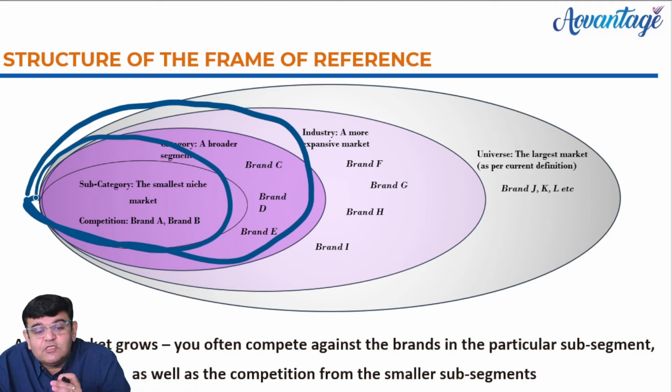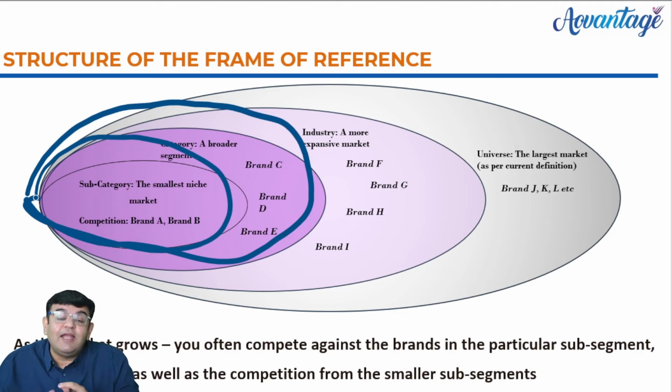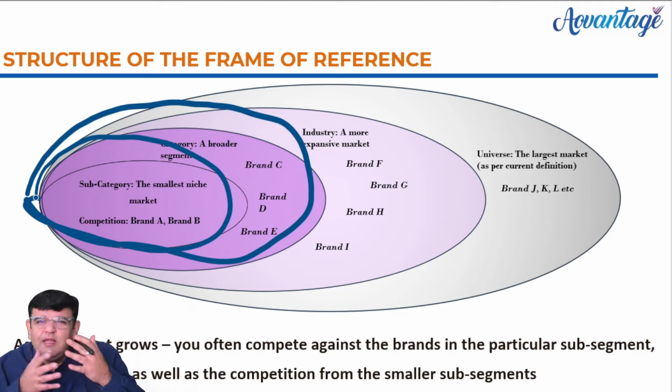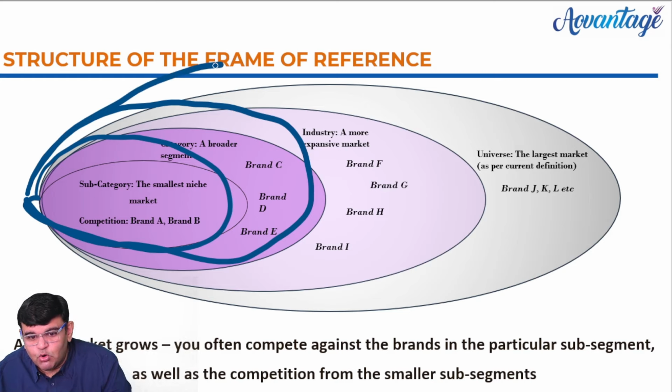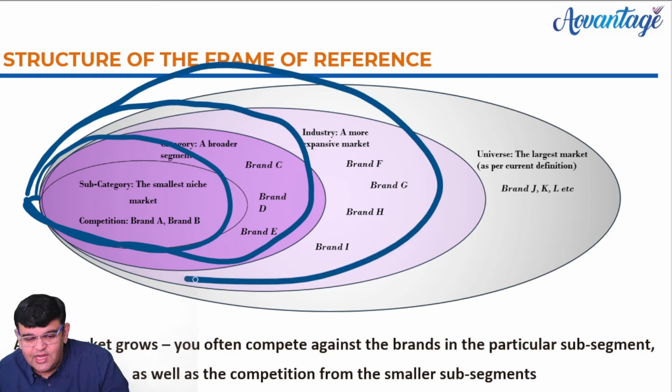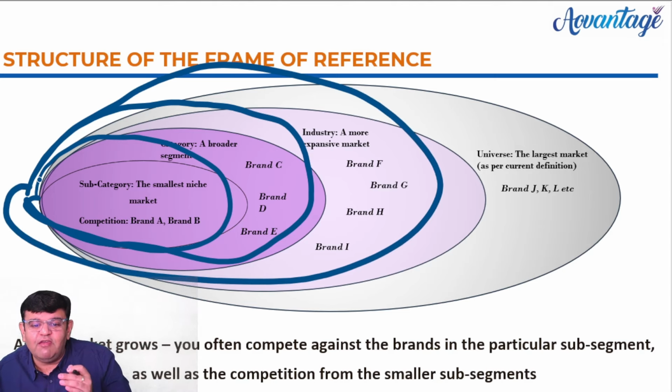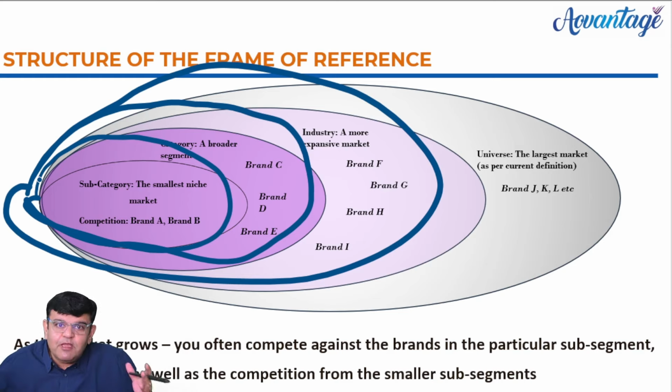But remember, in this broader segment you also have brand C, brand D, and brand E, right? And sometimes, not always, you'll also be competing against brand A and brand B. Because in this larger market, depending on what the product and the category is, even the smaller subcategory can compete in here. Similarly, you can move ahead to this more expansive industry, where you have more brands F, G, H, I. So you see the market is becoming bigger.